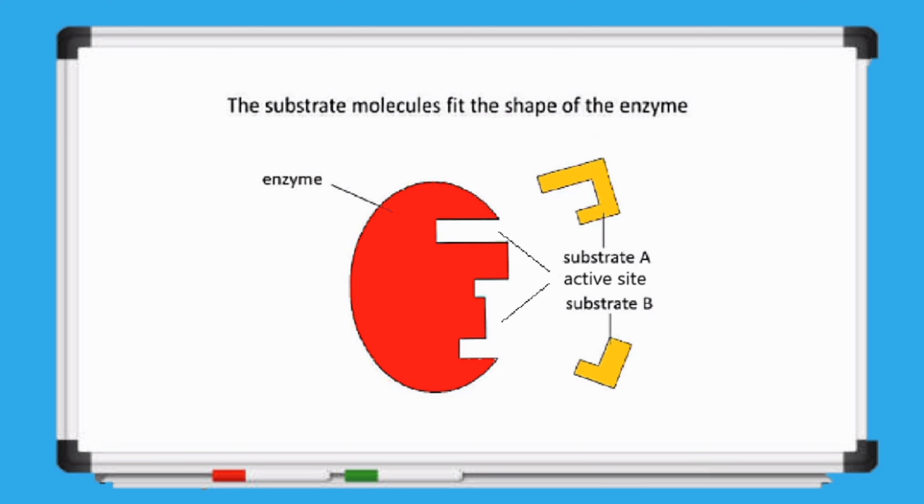If we break it down step by step, here's how enzymes work. First, we have the enzyme with its active site. This is the spot where a substrate can attach. In the diagram, you can see two differently shaped molecules labeled substrate A and substrate B. These are used to show that only the correctly shaped substrate, like a key fitting into a lock, will fit into the enzyme's active site.